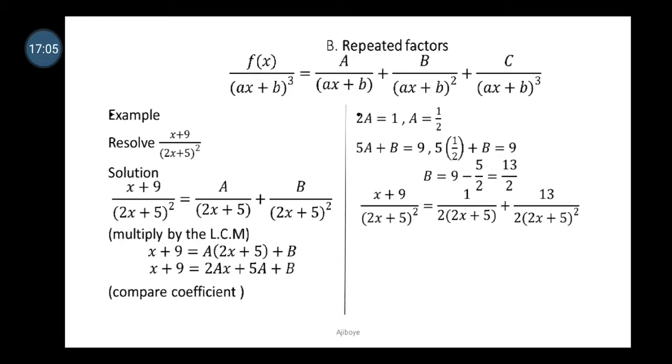So, on substituting the values of a and b into the expression we got, we have x plus 9 over 2x plus 5 raised to the power of 2 is equal to 1 over 2 open bracket 2x plus 5 close bracket plus 13 over 2 open bracket 2x plus 5 close bracket squared. So you can as well confirm that the two simple partial fractions we got can be combined to give the complex fraction.